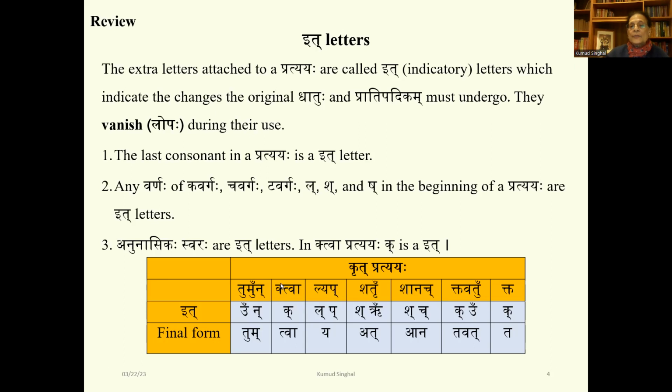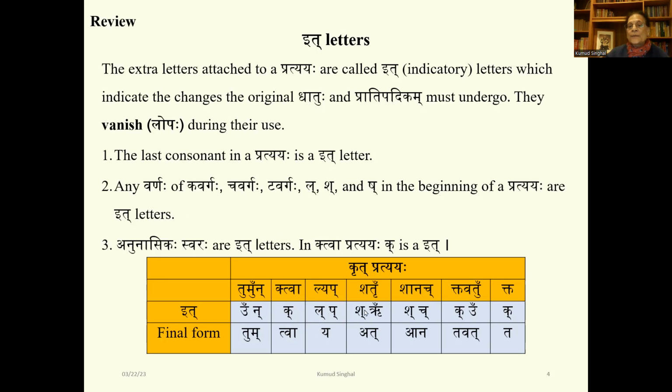In the krit pratyaya ktva, ka is an it letter because it's saying any varna of the ka varga at the beginning are it letters. So this is in the beginning. So ka is an it letter. So the remaining final form is tva. In lyap, la, because it is the la here, this is an it letter, and pa is the ending consonant. So la and pa are it letters, so only ya remains.